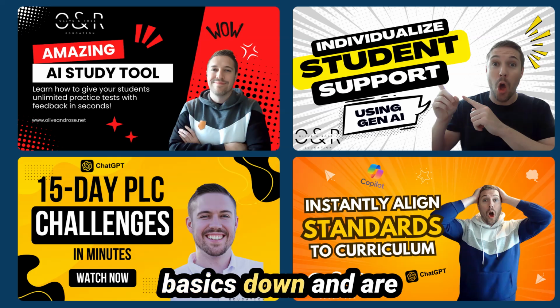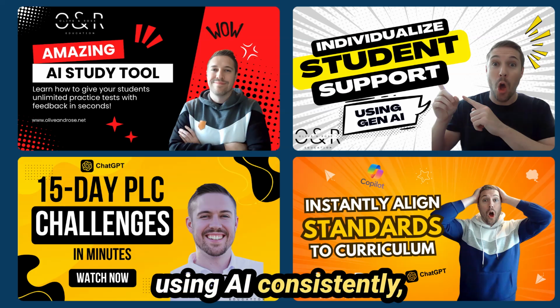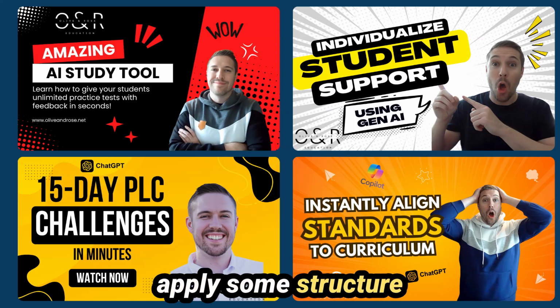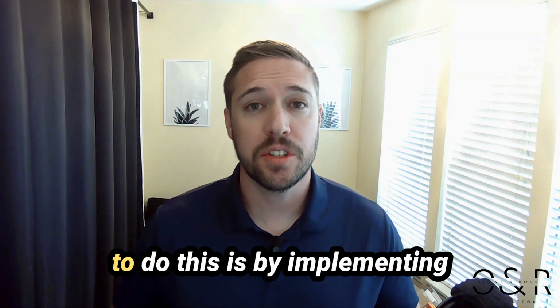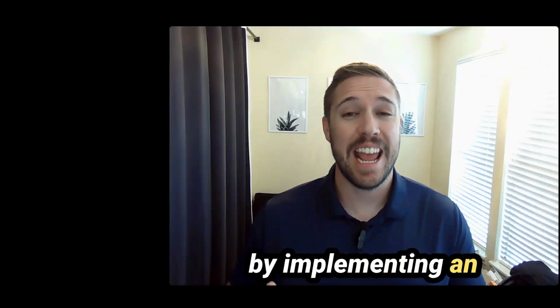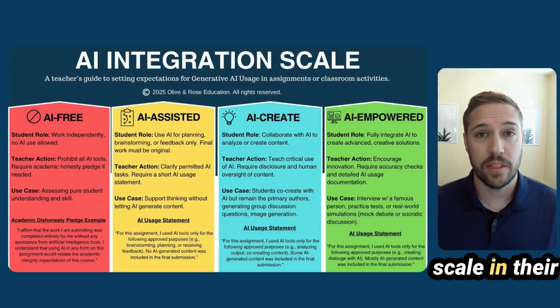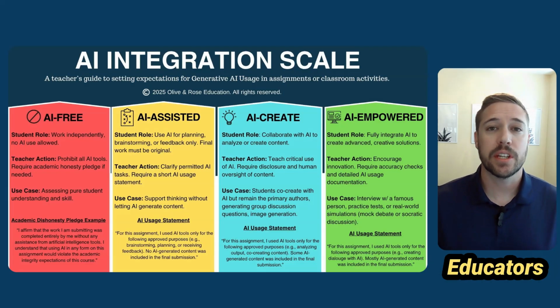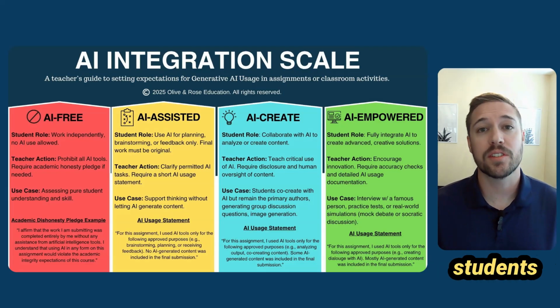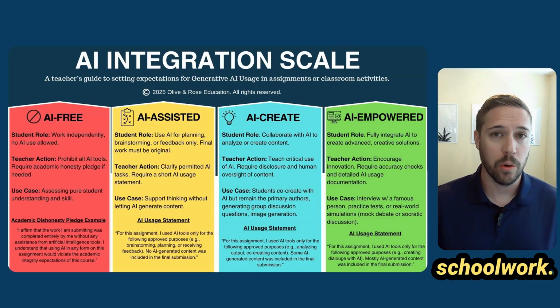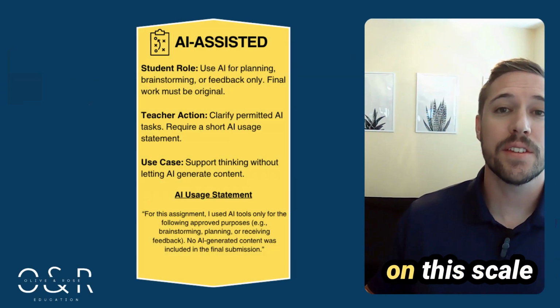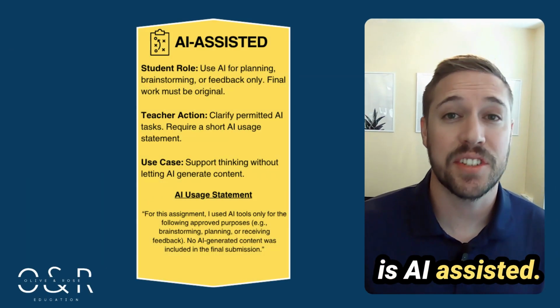Once you get the basics down and are using AI consistently, you can then begin to apply some structure to your classroom. One way that I train teachers to do this is by implementing an AI integration scale in their classroom. Educators can use this scale to give their students clear guidance in AI usage when it comes to their schoolwork. The first tier on this scale is AI assisted.